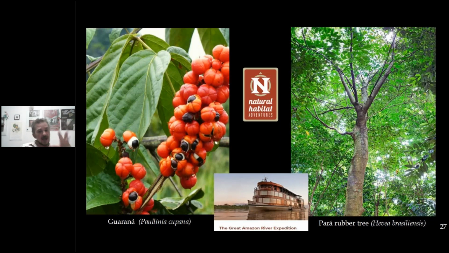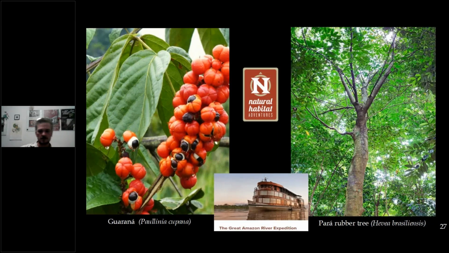The limits of the Amazon forest coincide with those of the domain of the Pará rubber tree, native to this environment, exploited by man who transforms its sap latex into rubber. Just to remember, more than a fifth of the Amazon rainforest disappeared from 1970 onwards, which is tragic. Anyway, the Great Amazon River Expedition could be the perfect choice to enjoy this incredible place.